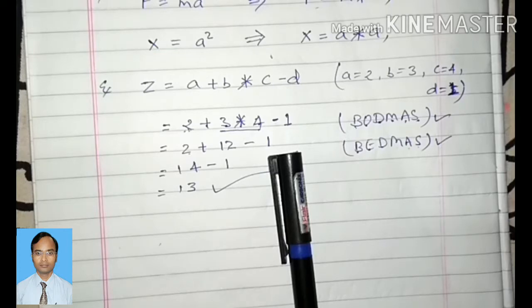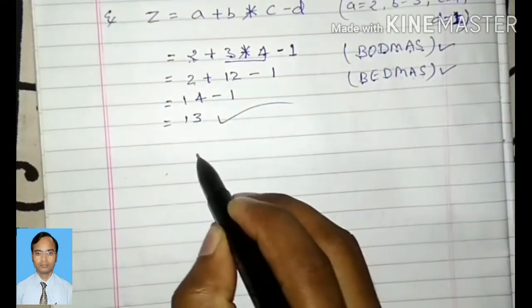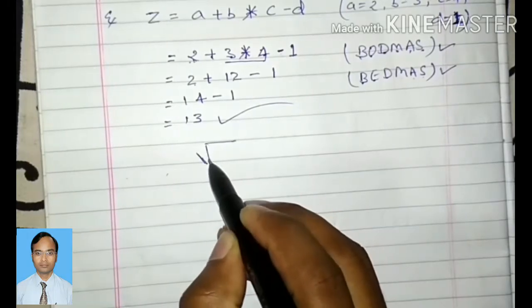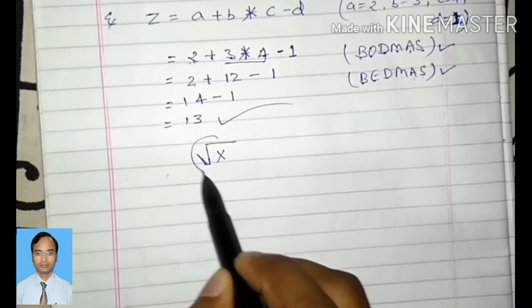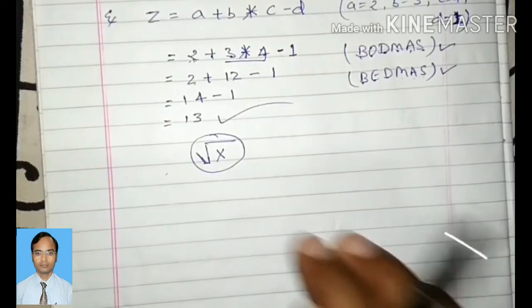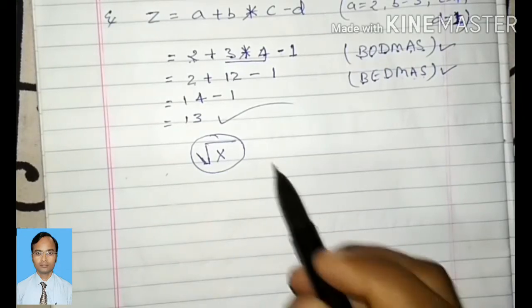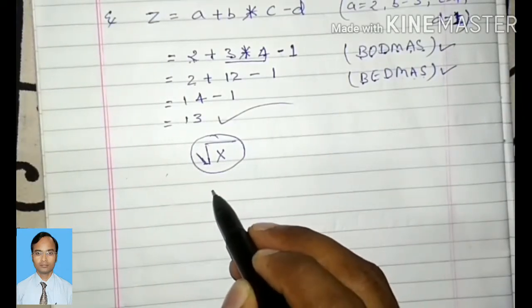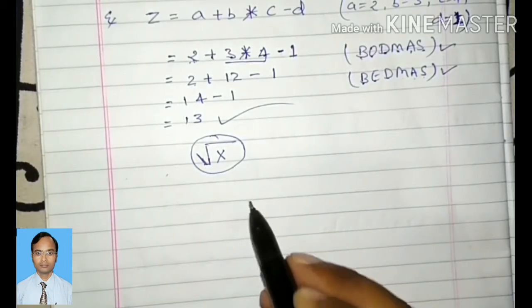Why? Because, for example, suppose we want to calculate this, under root x. If we want to convert this under root x, then directly we cannot convert it into a Java expression. So this kind of expression can be converted using the math class and its methods.